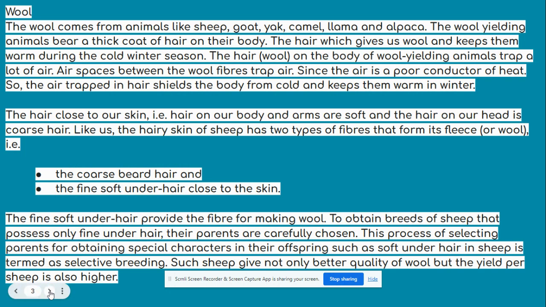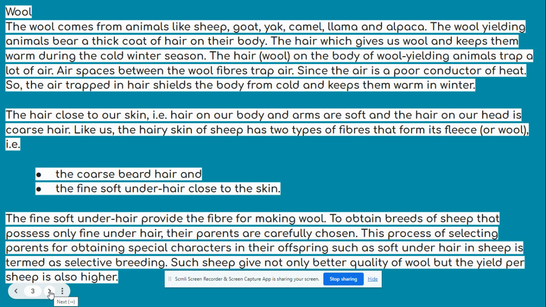Wool. The wool comes from animals like sheep, goat, yak, camel, llama, and alpaca. The wool-yielding animals bear a thick coat of hair on their body. The hair which gives us wool keeps them warm during the cold winter season. The hair on the body of wool-yielding animals traps a lot of air. Air spaces between the wool fibers trap air. Since air is a poor conductor of heat, the air trapped in hair shields the body from cold and keeps them warm in winter.